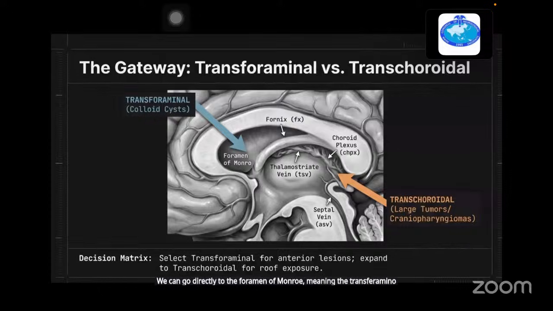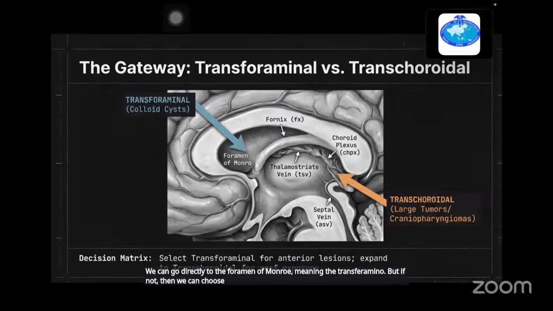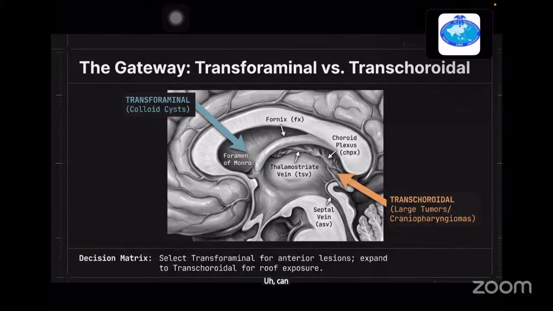But if not, then we can choose either the transchoroidal, or in the old times, the transfornicial. But we know that transfornicial can cause morbidity. So it's better to choose the transchoroidal if possible, especially for large tumors, for example, the craniopharyngioma.